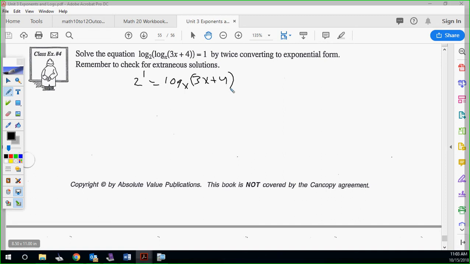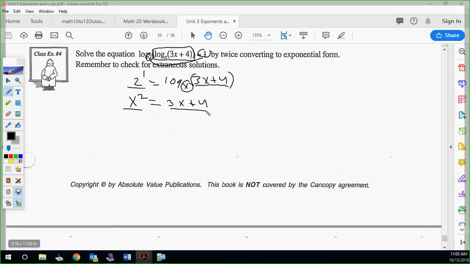And then now, we're still good. It's x squared equals 3x plus 4. So it looked insane. I just went exponential form, exponential form. So the first step, 2 to the 1 equals this whole thing. That's the exponential form. It has a log in it again. X squared equals this. We just went exponential form from log to exponential form from log.